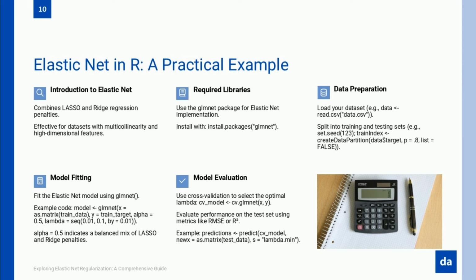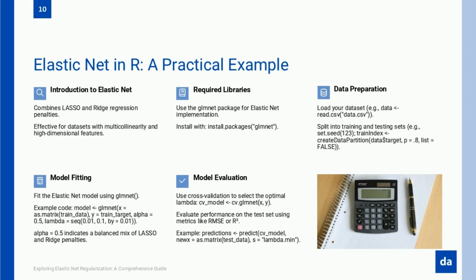We use the createDataPartition function from Caret to randomly divide the dataset, keeping 80% for training and 20% for testing. This ensures that our model learns on one subset of the data, but is evaluated on unseen data to check for overfitting. Then we train the Elastic Net model using glmnet.